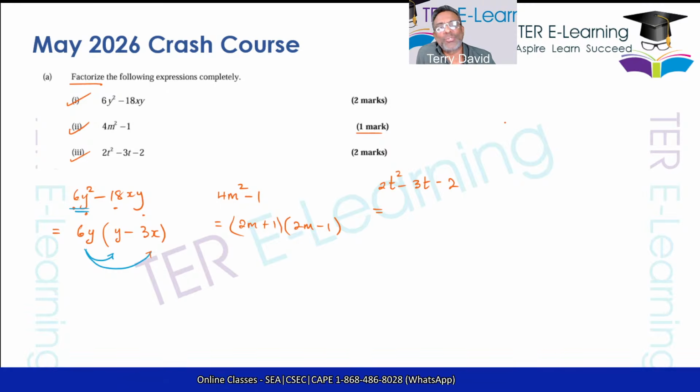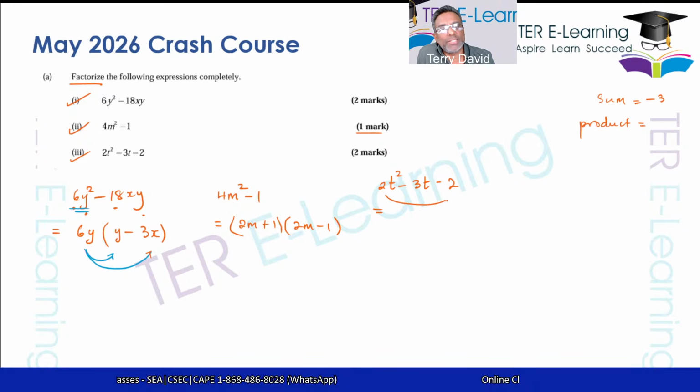You want to factorize 2t squared minus 3t minus 2. First of all, when I'm doing a question like this, I use the sum product method. We're looking for two numbers whose sum is equal to minus 3 and whose product is equal to... you take these two numbers here and multiply them. So that's going to be minus 4. We're looking for two numbers such that when I multiply them, I get minus 4, and when I add them, I get minus 3. So in this case, what can we use?